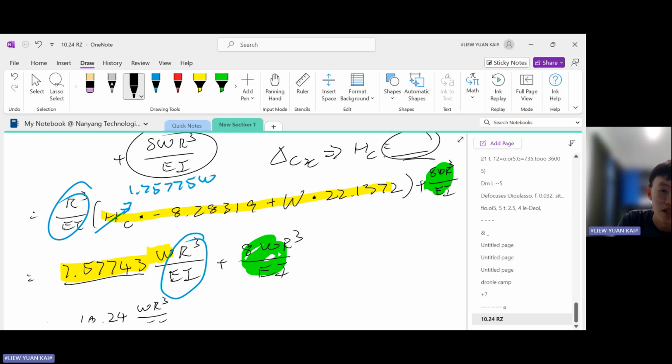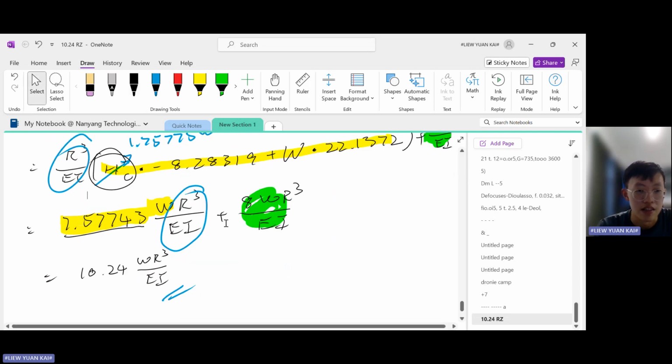So this value, you substitute it into here, right? Then after that, voila, HC is no longer an unknown. You found it in terms of W. Then you just do it as usual. You replace HC with the value you found from earlier. Then you are able to find the vertical deflection.